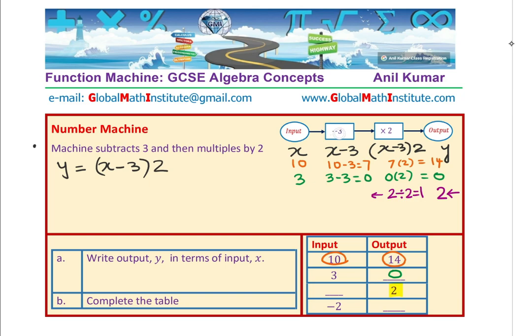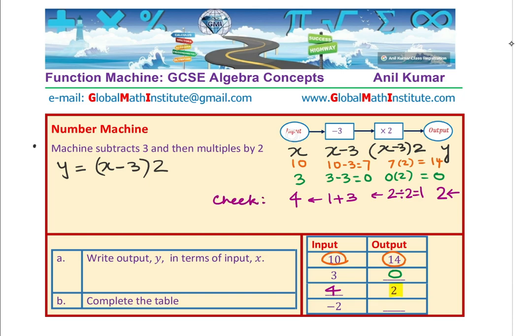Minus 3 reverses plus 3. So we are going to add 3 to 1, and that gives you the input as 4. So we can write here 4 as the input when 2 was the output. You see that? You can check the result, right? So I'd like you to check the result.